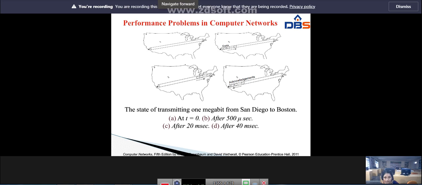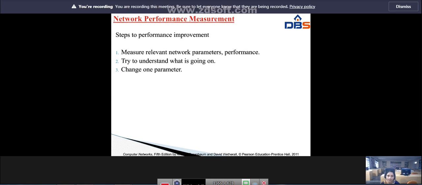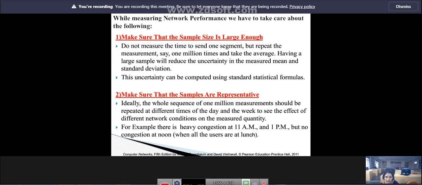So next, coming to network performance measurement. So what is meant by network performance measurement? We have some steps of performance improvement. That is: measure relevant network parameters, try to understand what is going on, change one parameter. So now I am going to explain this. While measuring the network performance, we have to take care of the following. If I want to maintain the network performance, I have to follow these steps.